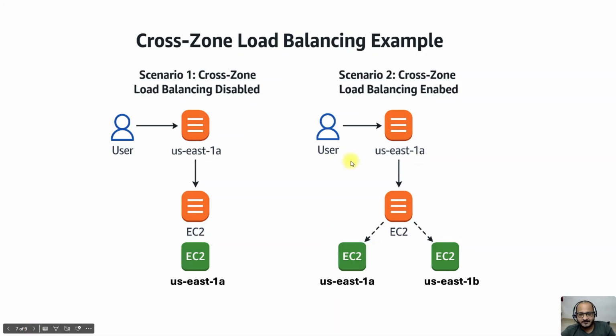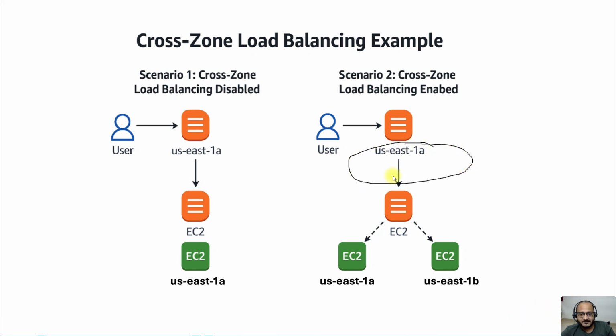Suppose the request is coming to this availability zone, which is US-East-1A. We have one EC2 instance which is part of this availability zone, and another EC2 instance which is not part of this availability zone. But the load balancer node forwards this request to any one of the EC2 instances, including one which is not part of that availability zone as well. So this is the whole purpose of cross zone load balancing.